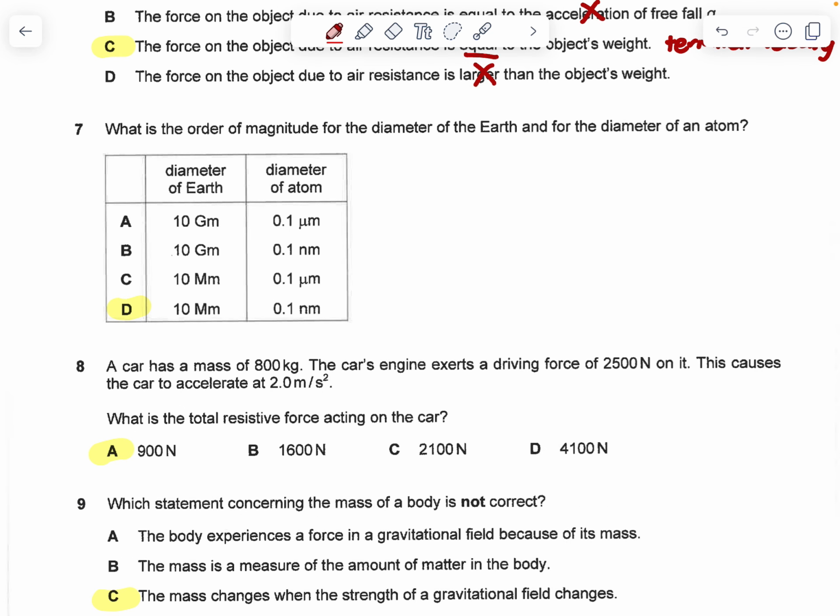Question 7. What is the order of magnitude of the diameter of the Earth and the diameter of an atom? The diameter of the Earth is 12,000 km, which equals 1.2 times 10 to the power of 7 meters. The diameter of an atom is about 0.1 times 10 to the power of minus 9, 0.1 nanometer.